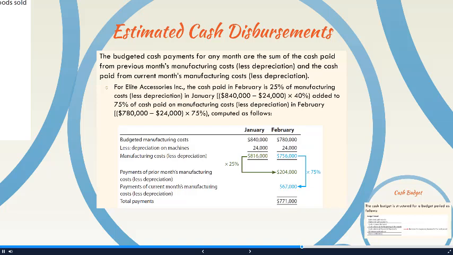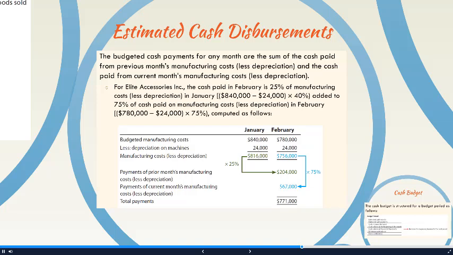Now, our typical cash payments are done just the way we did cash receipts. We won't always pay the full amount of our expense in the month that is incurred. In this example here, we pay 75% in the month that it's incurred and 25% the following month. So let's take a look at February again. First, we take our budgeted manufacturing costs for February. We adjust for that depreciation since that is a non-cash expense. And then during this month, we will include 75% of those manufacturing costs for February. We also would include 25% of those costs from January, since those will be paid during February.